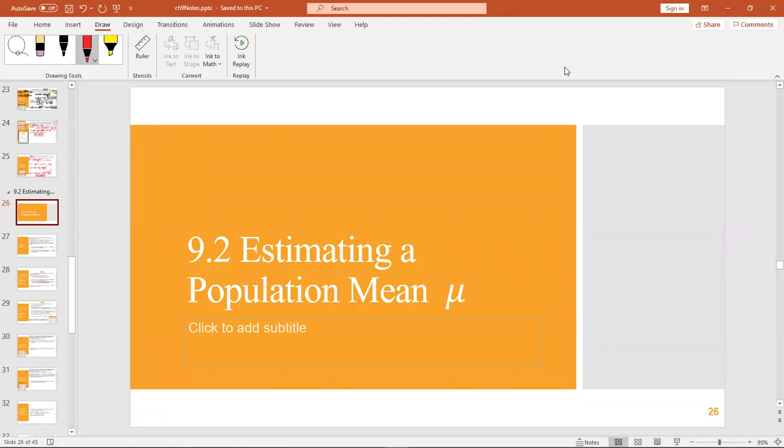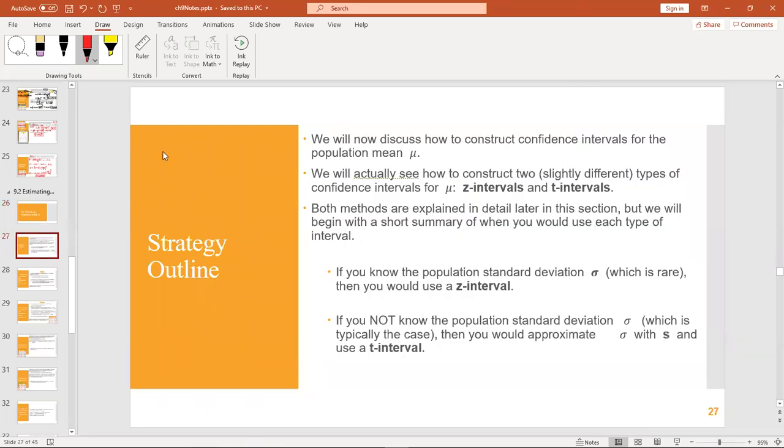This section is going to be kind of similar to the last one. We're going to be talking about how you can estimate a population mean. So we're going to again build confidence intervals, and there's actually two slight variations that you can do. You can either do a Z interval or a T interval.